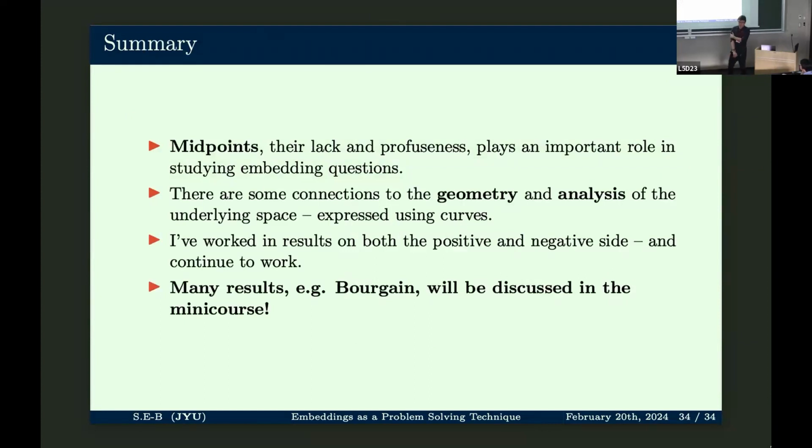So, a summary of this. What I wanted you to get out of this talk about embeddings is, first of all, isometric embeddings are not always possible. And why? Because of the different behaviors of midpoints, and these midpoints are connected to interesting geometric properties of the space. I've worked on some positive and negative results here.